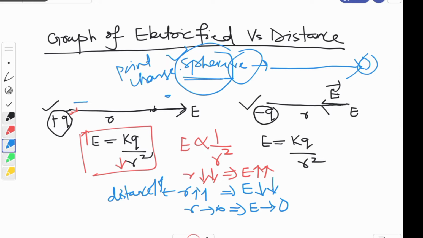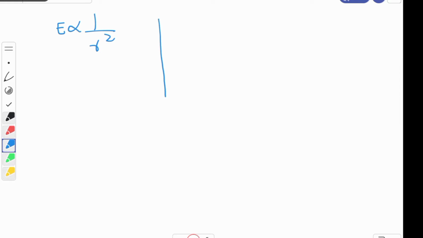Let us see. Let me clear the board. See, children, what we have seen now is that electric field is inversely related to r square. So if we take electric field on the y-axis and distance on the x-axis, then you will get a graph like this.